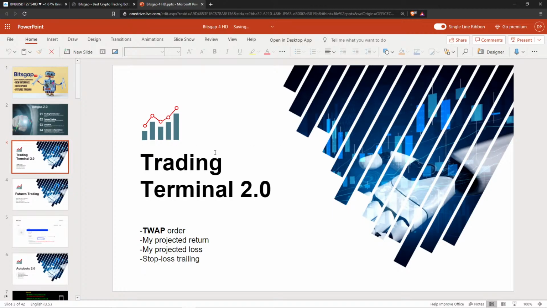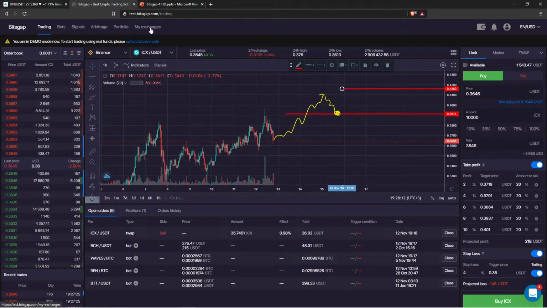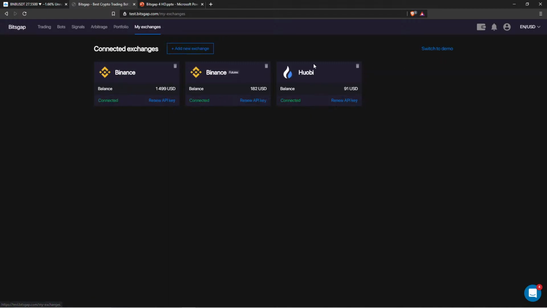Now futures trading is finally enabled, and the only thing you have to take into account here is that you have to add a new API key to enable futures trading. So you have to go to my exchanges, and here I have some sample demo accounts. Let's switch to my live account. Okay, so notice that I have Binance Futures and I have just an ordinary one, Binance.